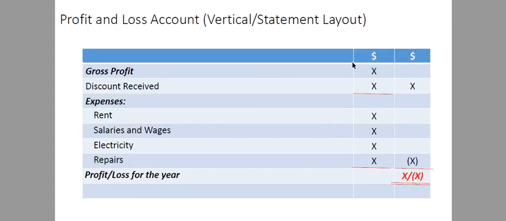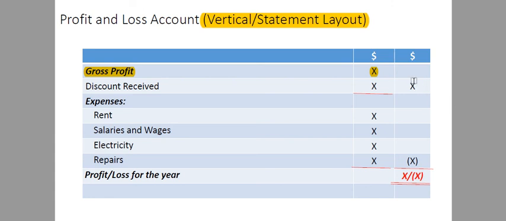So this is the vertical layout we're going to use. If you see the first part of this vertical statement layout of the profit and loss account, it begins with the gross profit which we found in the trading account. Then we add any other incomes. Here again I've taken one example of another income, and then I've added it to the gross profit to get the total of gross profit and other incomes.